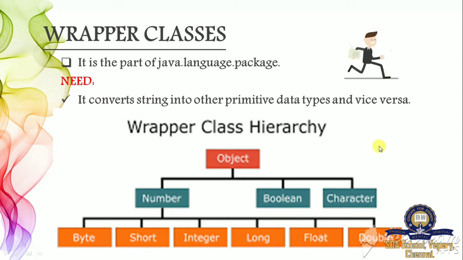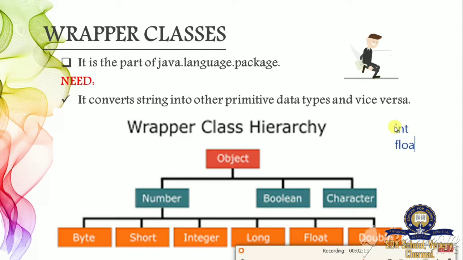Now see the primitive data types. Here int, float, double, char. So these all are primitive data types.